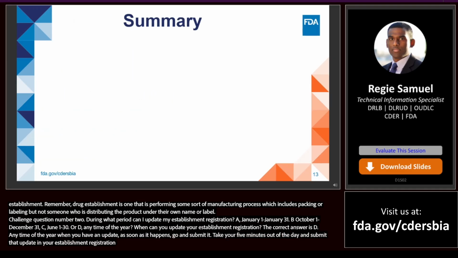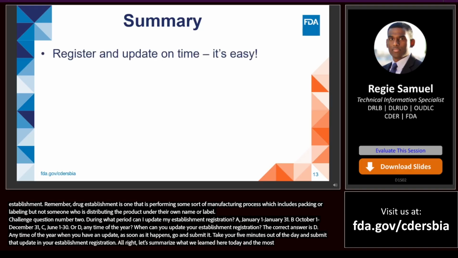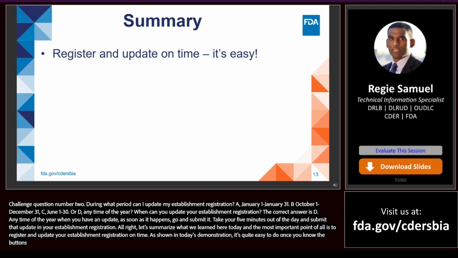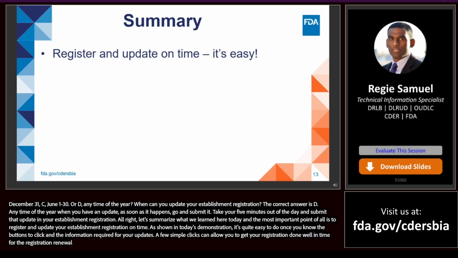All right, let's summarize what we learned here today. Probably the most important point of all is to register and update your establishment registration on time. As shown in today's demonstration, it's quite easy to do once you know the buttons to click and the information required for your updates. A few simple clicks can allow you to get your registration done well in time for the registration renewal, or if any updates need to be made on your registration.